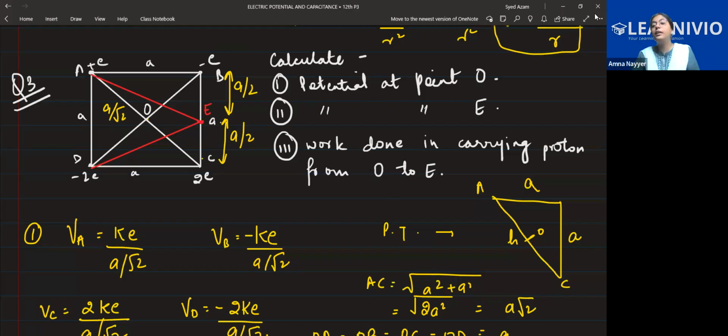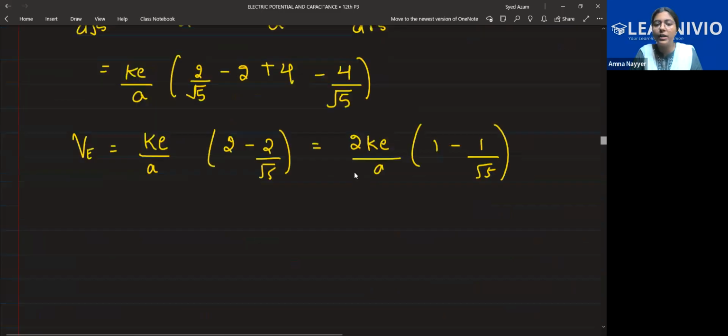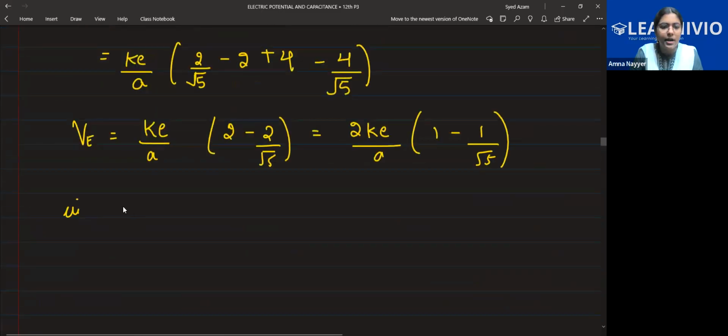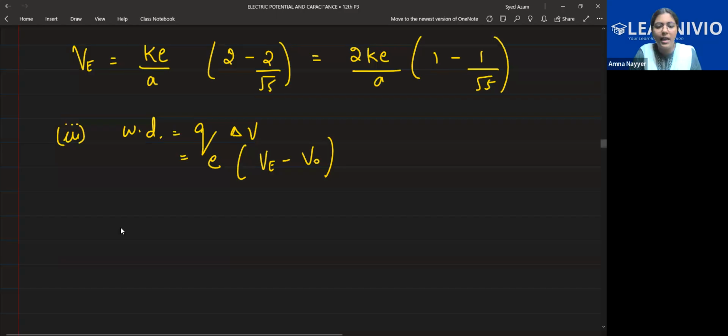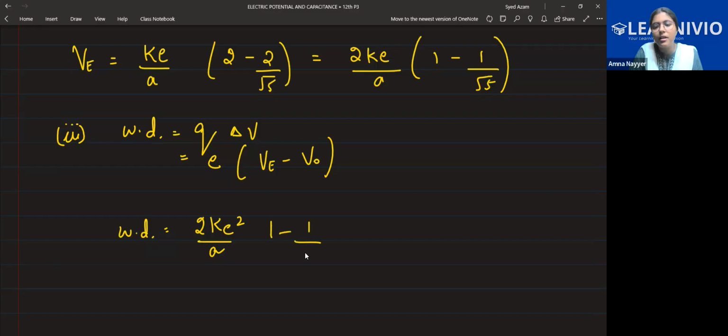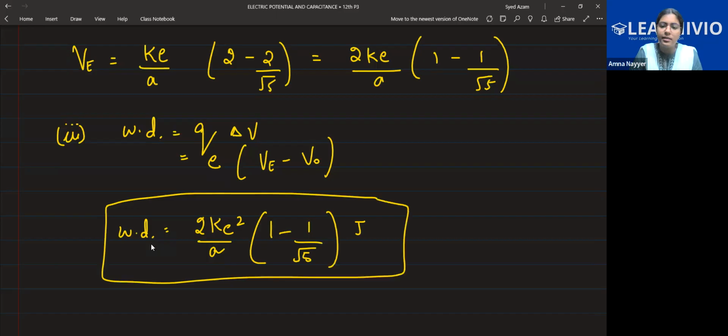So for the work done, you need to have the individual potentials. So the third part is very easy. The third part says work done will be charge into change in potential. Charge is electron and change in potential is VE minus VO. VO is already 0 at the center. So with this, you just multiply one more charge. E multiplied to this will be 2ke square by A. See, E into E will become E square, 1 minus root 5. This much amount of joules will be left. This is the answer. This is clear.